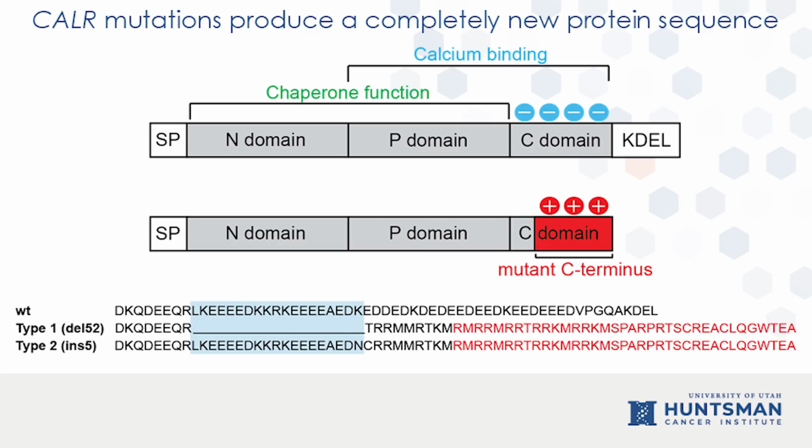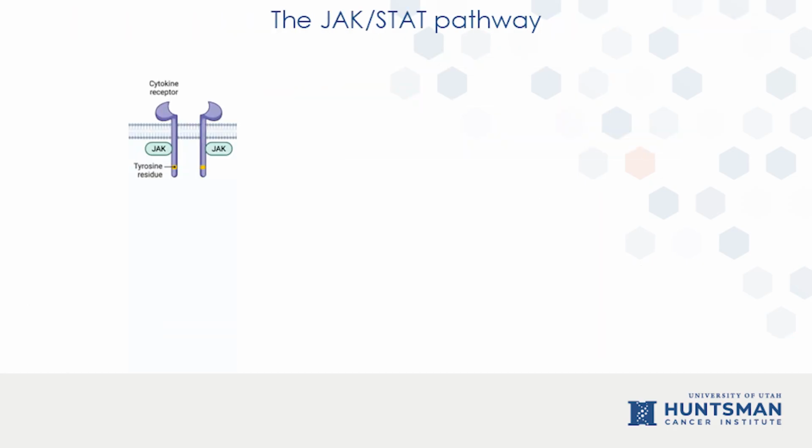And so this is what it looks like. So if you look at WT, wild type, on the top, that's the sequence of the wild type protein. And then both the type 1 and type 2 have this 36 amino acid long, completely new C-terminal tail. So really unique mutation, unique protein. So what do all these 3 mutations have in common?